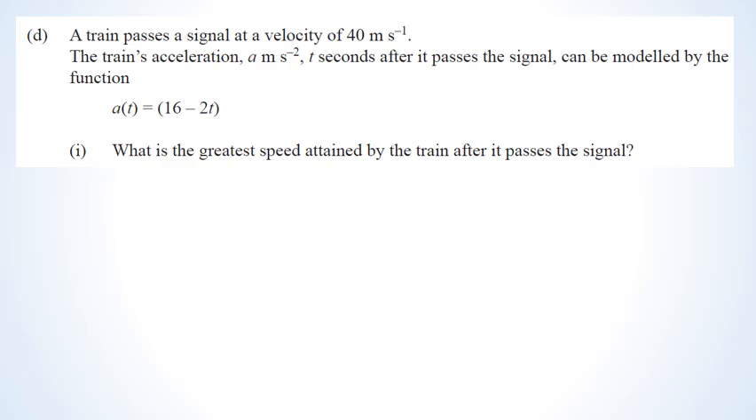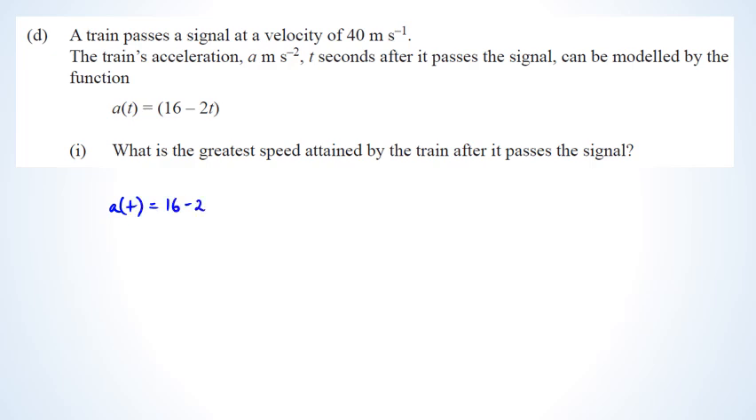So we've got a train that passes a signal at a velocity of 40 meters per second. The train's acceleration is given to you in a formula. It's asking what is the greatest speed attained by the train after it passes the signal. So we can basically say that to find out what the greatest speed is, acceleration has to equal 0. So the first thing we're going to do is figure out at what time the acceleration is going to be 0.